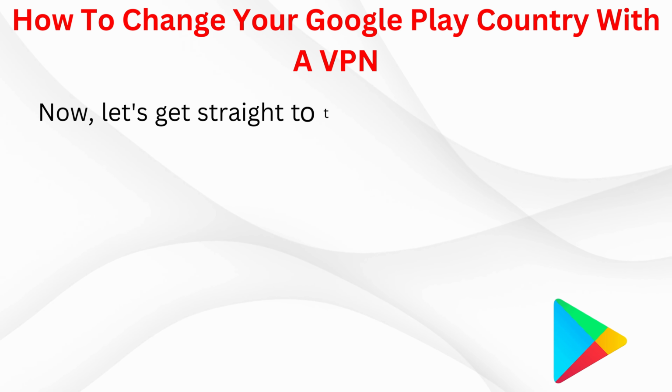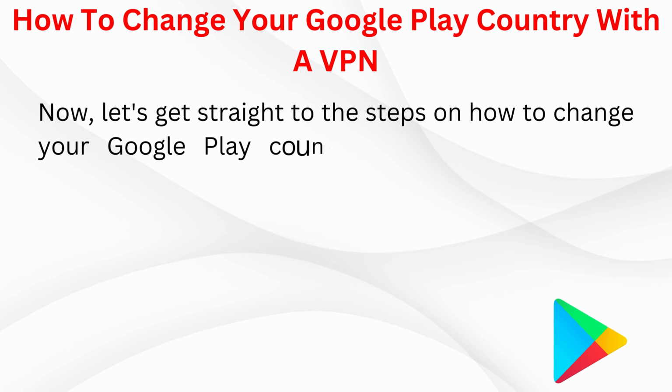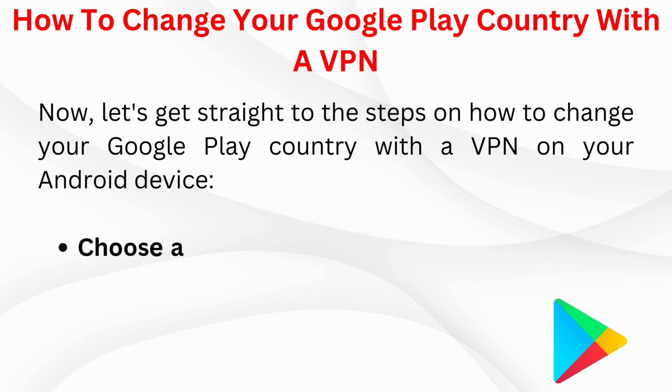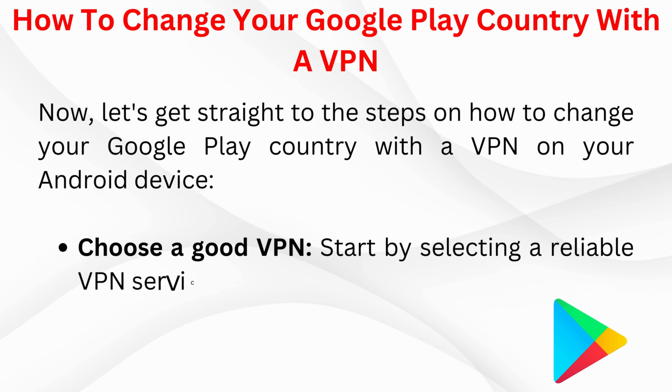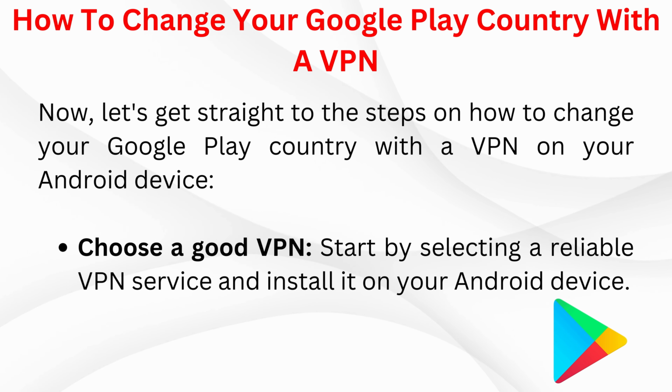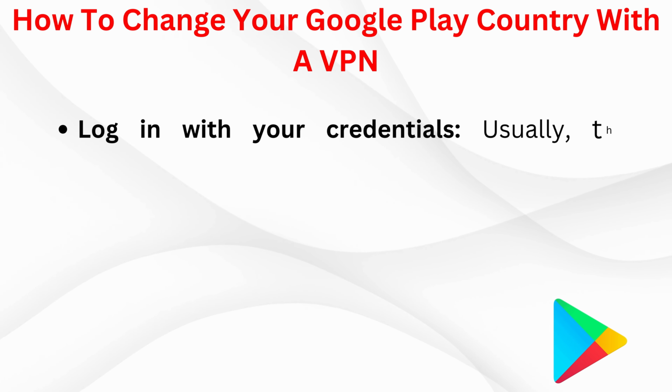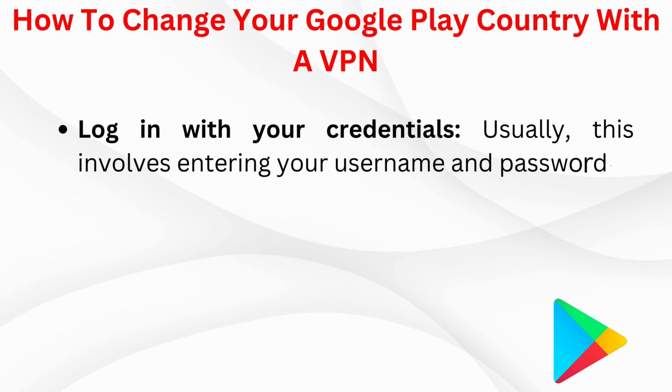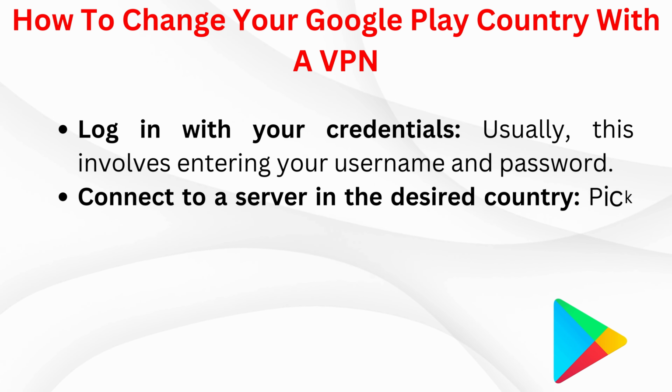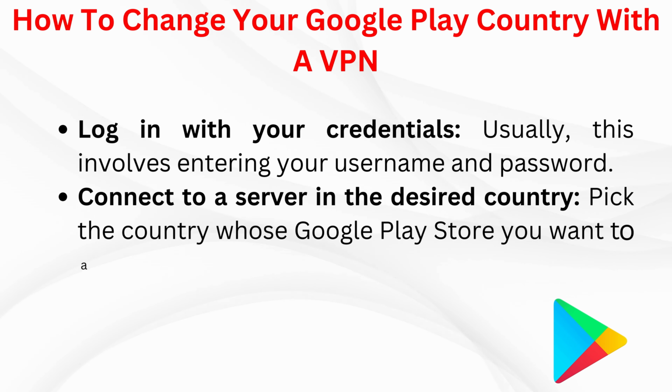Now, let's get straight to the steps on how to change your Google Play country with a VPN on your Android device. 1. Choose a good VPN. Start by selecting a reliable VPN service and install it on your Android device. 2. Log in with your credentials. Usually, this involves entering your username and password. 3. Connect to a server in the desired country. Pick the country whose Google Play Store you want to access.